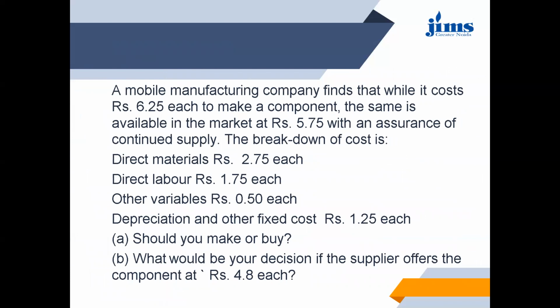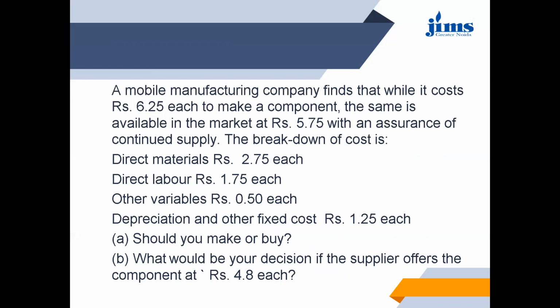Now let's take an example. A mobile manufacturing company finds that the cost of a particular component when they manufacture it is rupees 6.25, and the same is available in the market at rupees 5.75. So the cost to produce or manufacture that particular component is more as compared to the market price, with an assurance of continued supply.